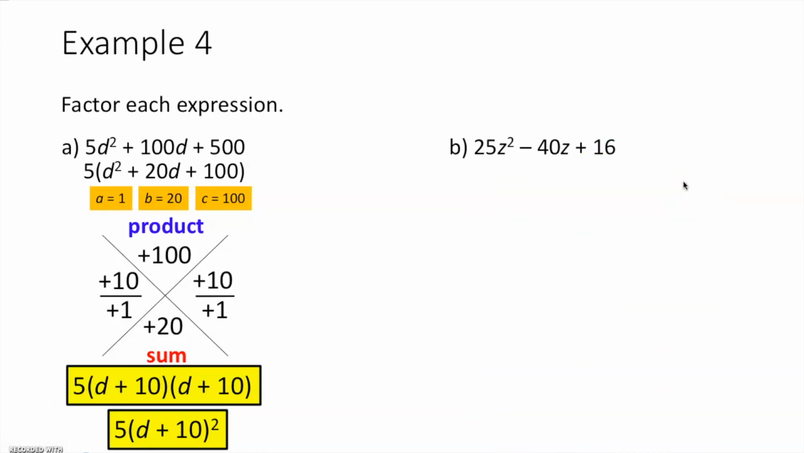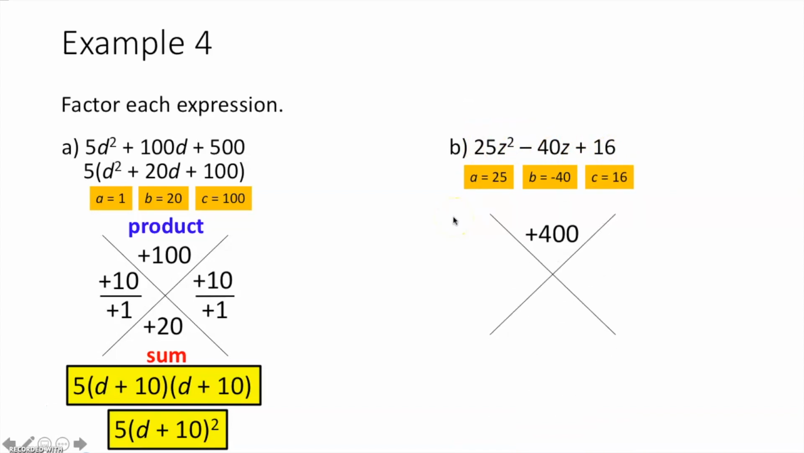But let's say you forgot that, you can always just use the magic X like always, where our A value is 25, our B value is negative 40, and our C value is 16. So we put A times C on top of our magic X, our B value on the bottom, negative 40. We then think about two numbers that multiply together to make 400. Their product has to be 400, and their sum, they have to add together to make negative 40.